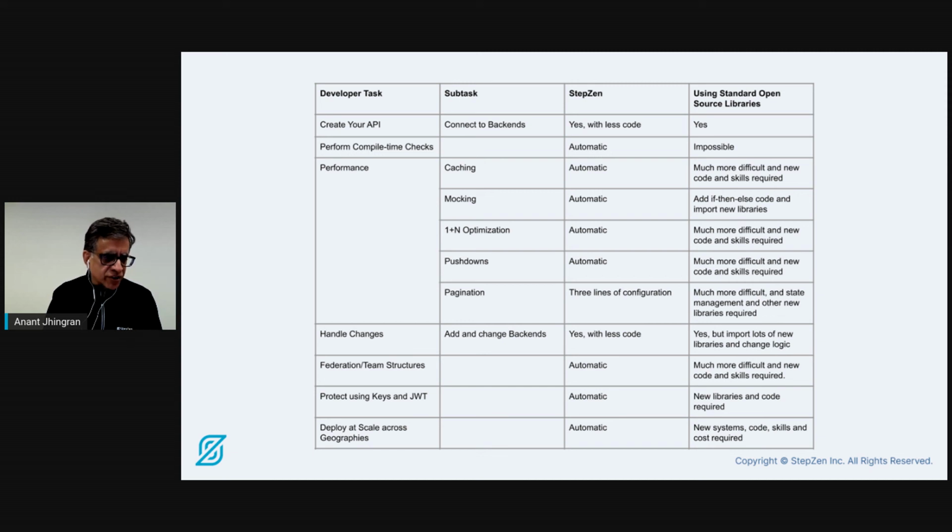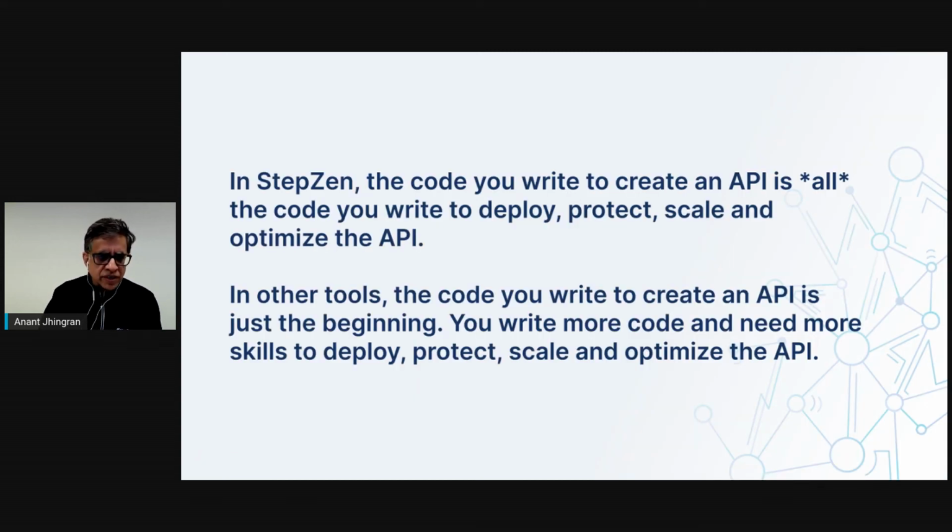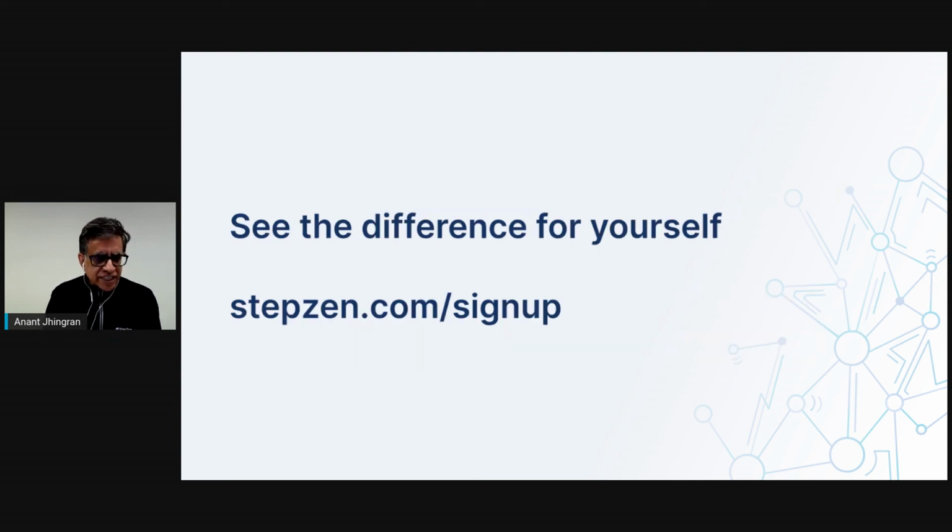It's a choice that you've got to make, whether you go on the left, where the code that you use to create the API is all the code that you need because everything else is done for you, or whether you want to go with the column on the right, where the code you write to create the API is just the beginning. You write more code and need more skills to deploy, protect, scale, and optimize the API. So you can see the difference for yourself.